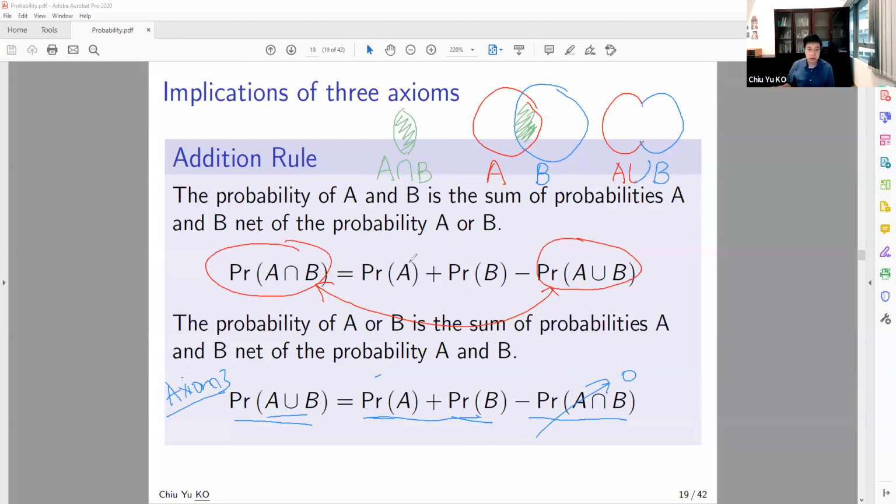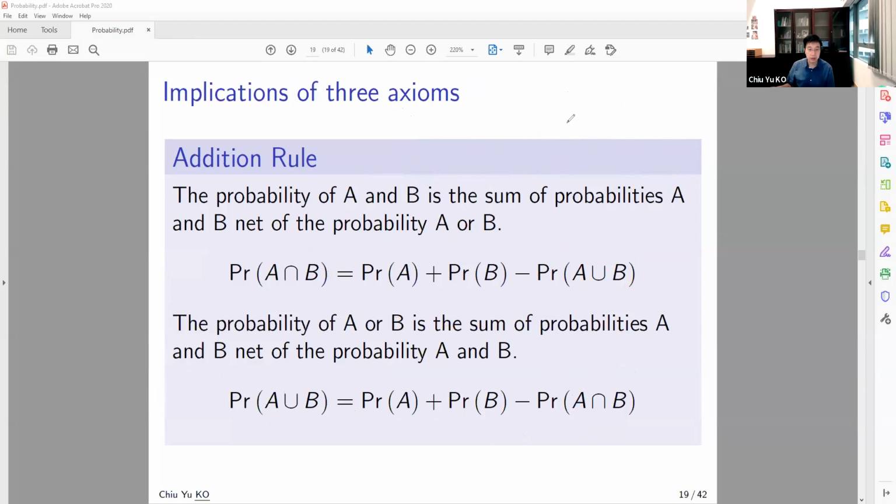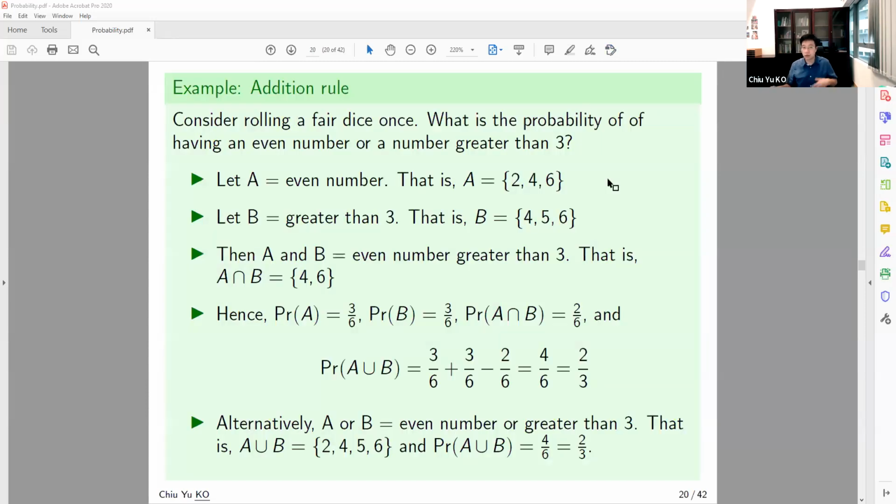Okay, so let's clear the drawing. Let's see the other slide. This example, okay, the example can tell you more.